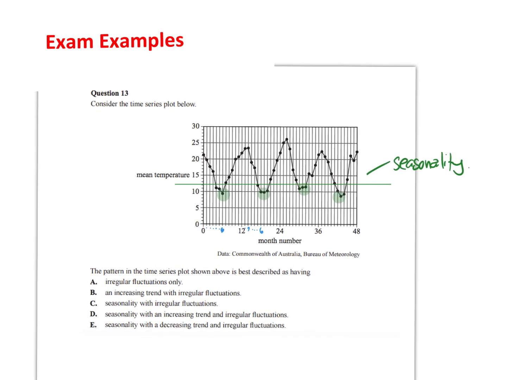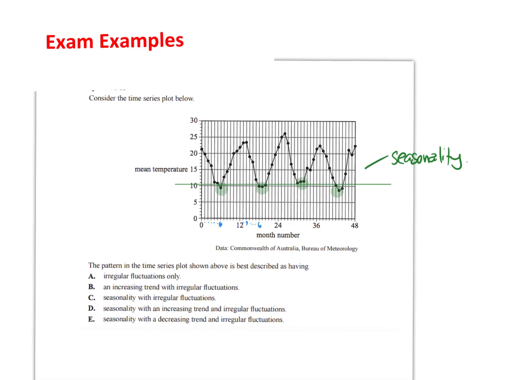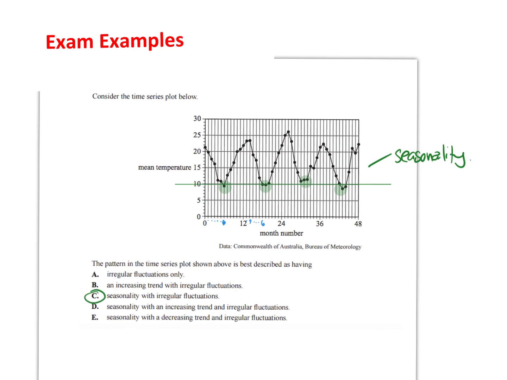So there's only seasonality. Now, is this a perfect pattern? No. So it has that irregular fluctuation. So if we're looking at this, which one are we going to say? C. Good. Seasonality with irregular fluctuations.